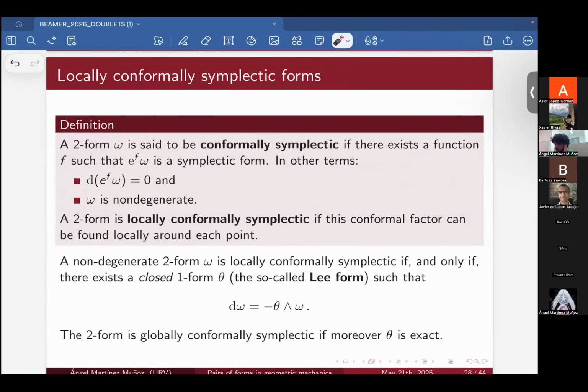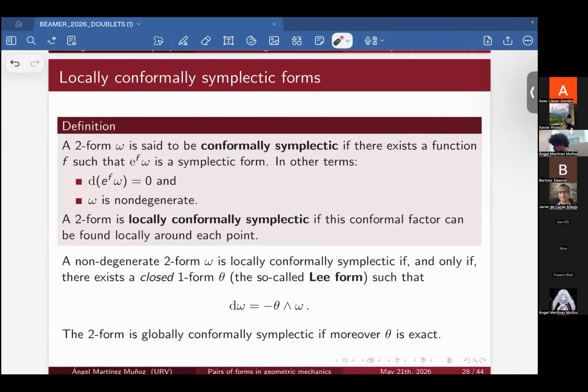Another example would be locally conformally symplectic forms, where you have a two form that is non-degenerate, but it's not closed, but it can be closed locally with a function. So there exists some function such that when you multiply it by the two form, its differential is 0. So you close the form. This is equivalent to the existence of a closed one form, which is sometimes called the Lee form, which tells you that when you differentiate the two form, you get this three form here.